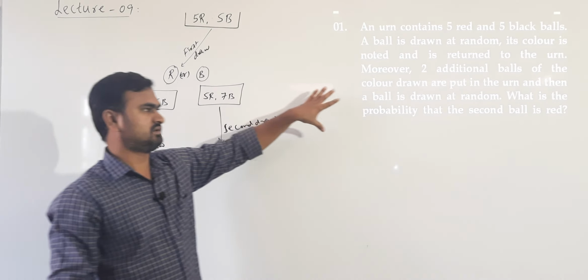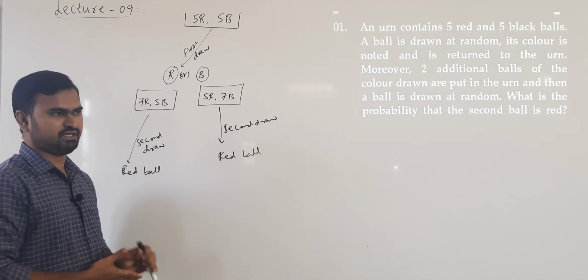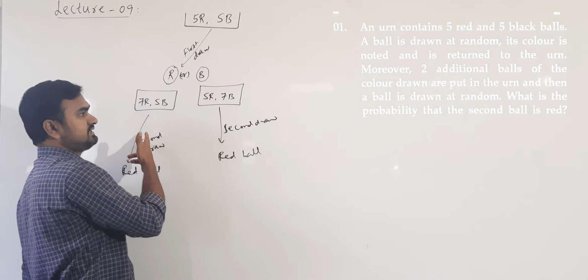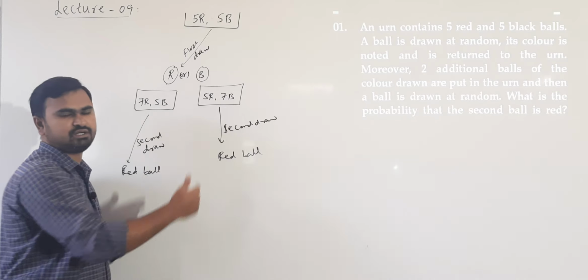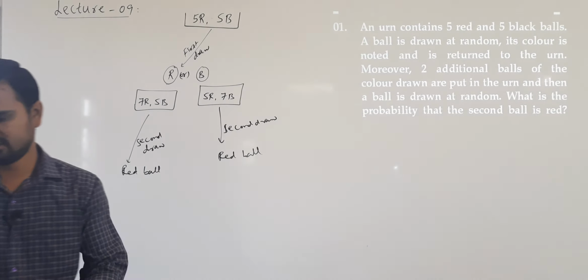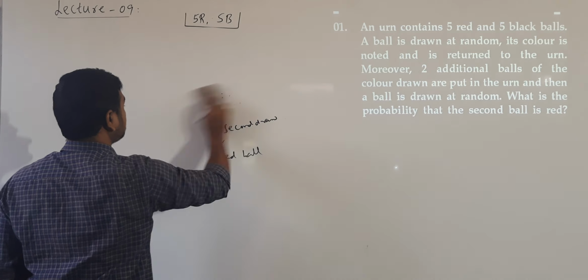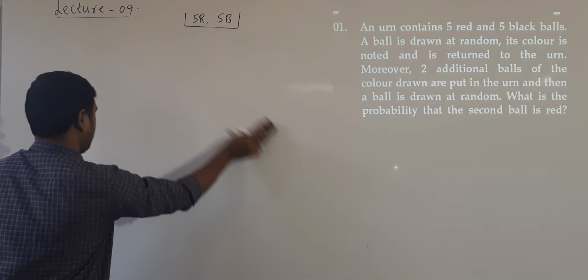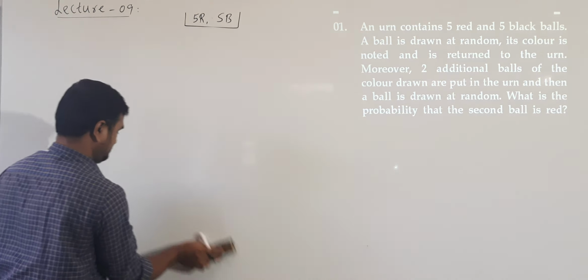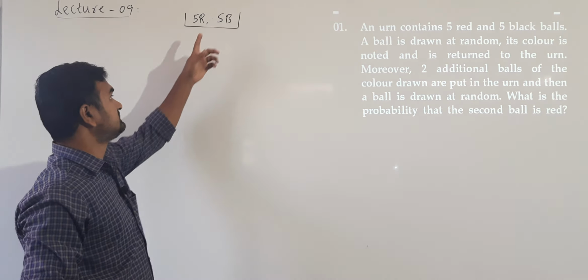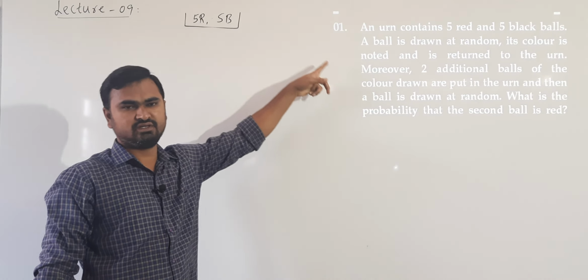From this problem, what you have to understand is that we are applying the theorem of total probability. The red ball may have occurred in this case or in this case. We are interested in finding the total probability here. So, first let us define the 2 events. What are the 2 events? The first draw gives a red ball or the first draw gives a black ball.